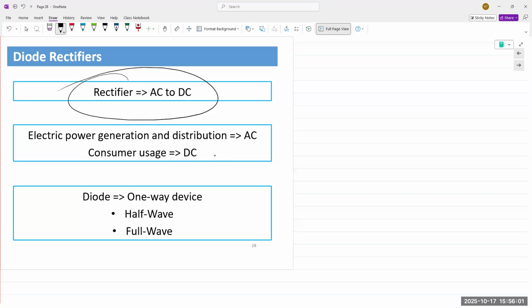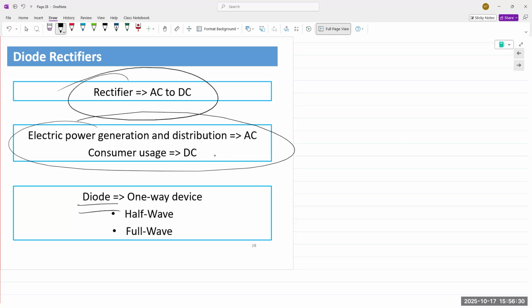So rectifiers convert AC to DC. The most common and easiest way to do it is to use diodes. A diode is a one-way device, because AC flows in both positive and negative half cycles. You take your AC signal and feed it into a diode. It only conducts in one direction, which means the other direction is blocked, and so it's automatically converted into DC.